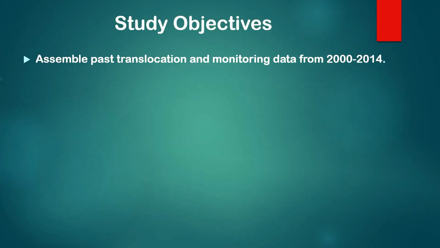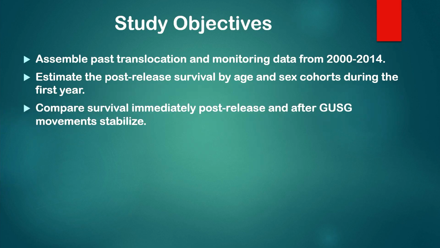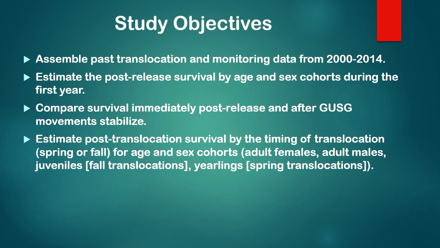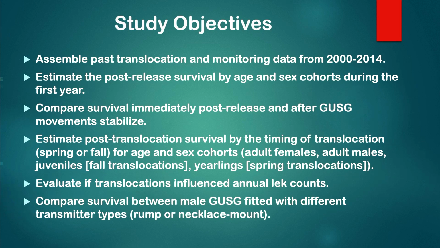So our study objectives for this project were to assemble all the past translocation data and the monitoring data between 2000 and 2014. We wanted to estimate the post-release survival by age and sex cohorts during the first year. We also wanted to compare survival immediately post-release and then after the movement stabilized. We wanted to estimate post-translocation survival by the timing of the translocation, primarily by sex and age cohorts during the spring and the fall. We wanted to evaluate the translocation influence on annual lek counts.